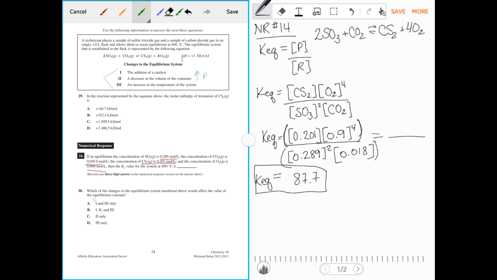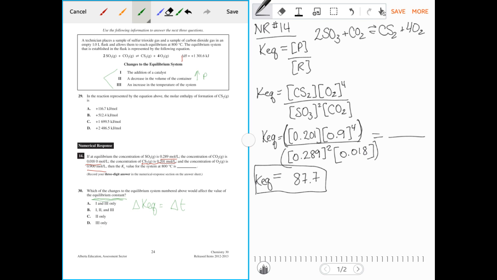Now, when we're talking about an equilibrium constant, you might remember this from our Le Chatelier lesson, but the only thing that will actually change your KEQ value is a change in temperature. So remember, a change in KEQ is a change in temperature. When we're talking about the addition of a catalyst, well, the addition of a catalyst won't change the equilibrium. It might change how fast you get to the equilibrium, but you still will reach the equilibrium at the same point.